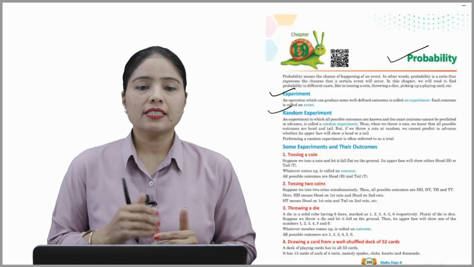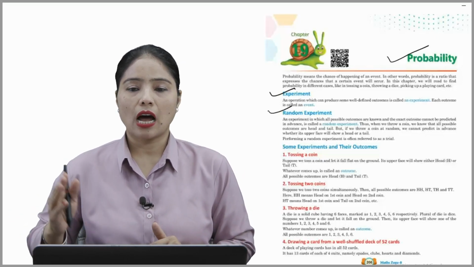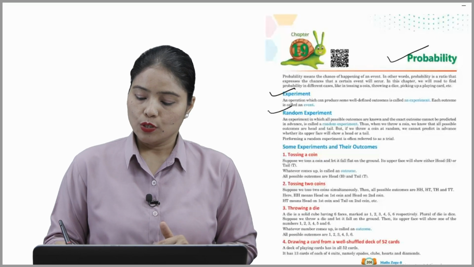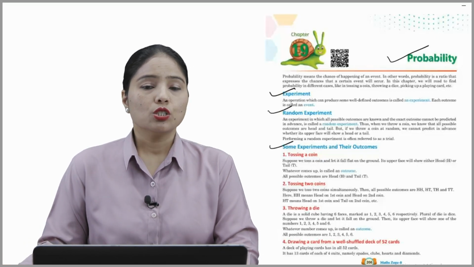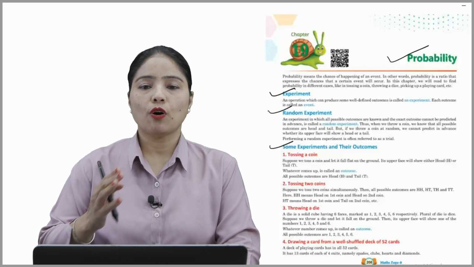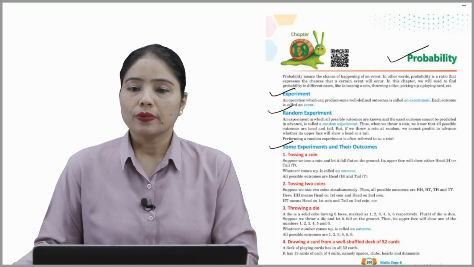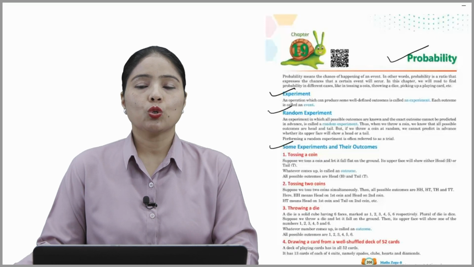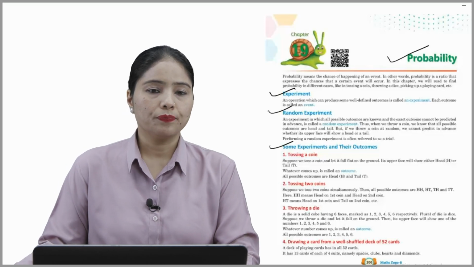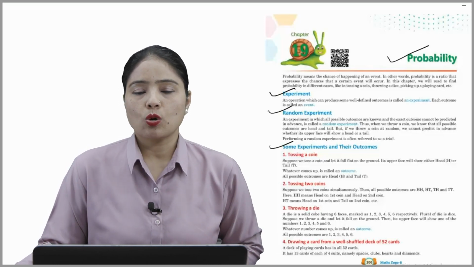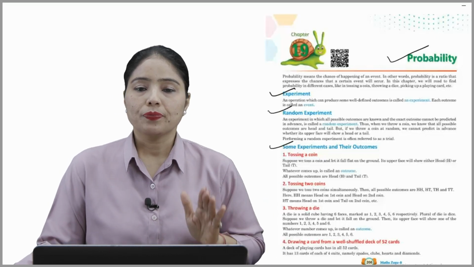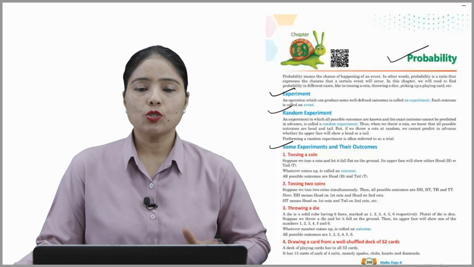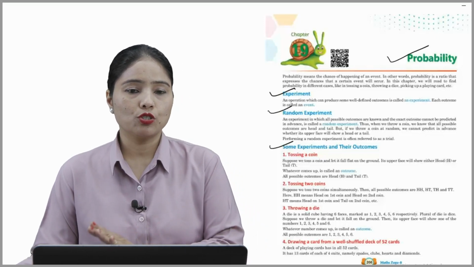So, first one is some experiments and their outcomes. So, first one is, beta, tossing a coin. Suppose we toss a coin and let it fall flat on the ground. Its upper face will show either head or tail. Whatever comes up is called an outcome. All possible outcomes are head and tail. Okay, so head for H and tail for T.